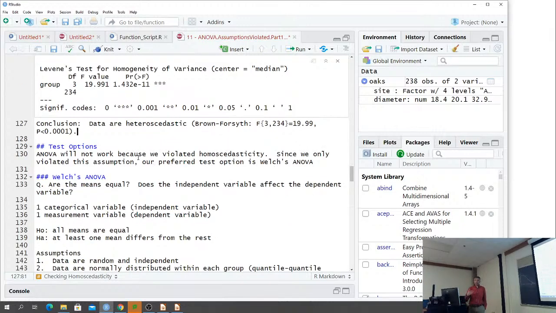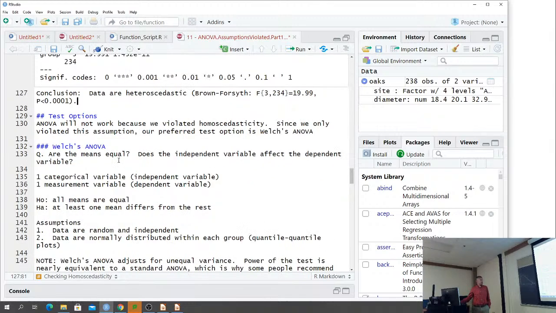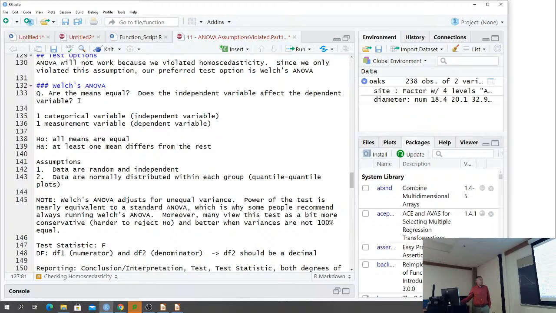So if we only violate this equal variance assumption, our preferred option will be to run Welch's ANOVA. Welch's ANOVA is going to answer the question, are the means equal, or does the independent variable affect our dependent variable? It's the exact same thing as ANOVA. It has the exact same variables, so one categorical variable, one measurement variable. It's going to work if we have 3 or more groups. It'll work if we have 2 groups. It has the same null and alternate hypothesis. So our null is that all means are equal. Our alternate is that at least one mean differs.